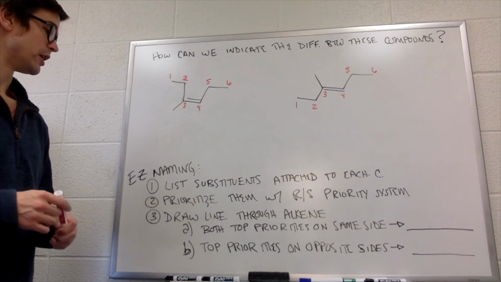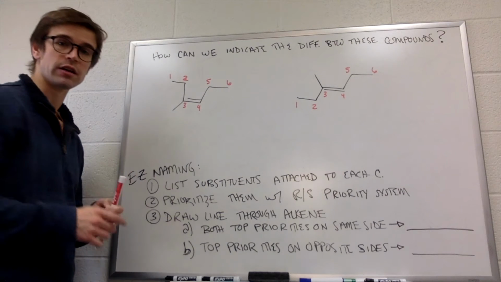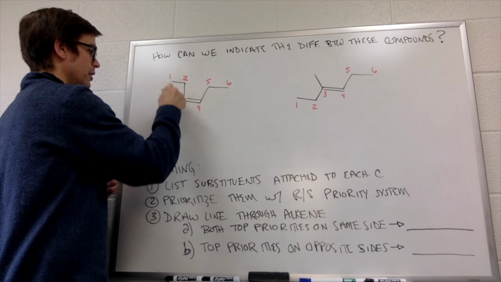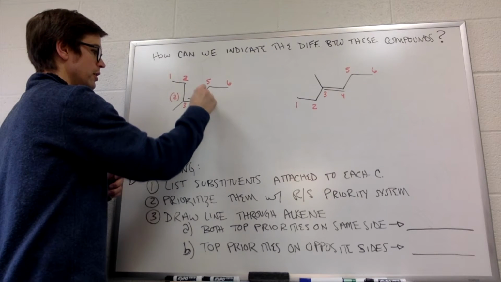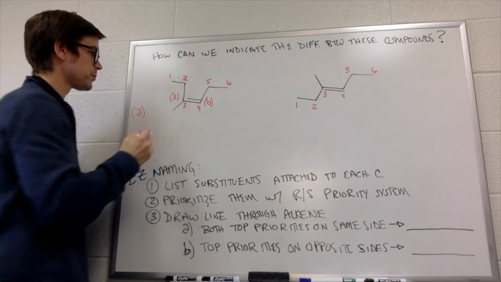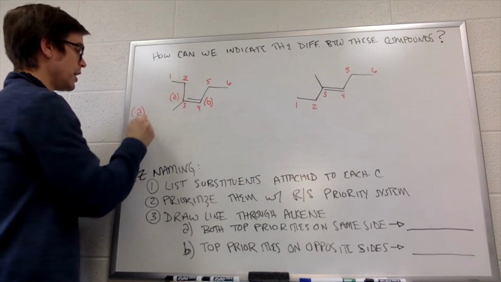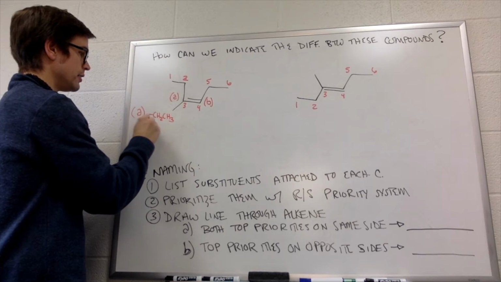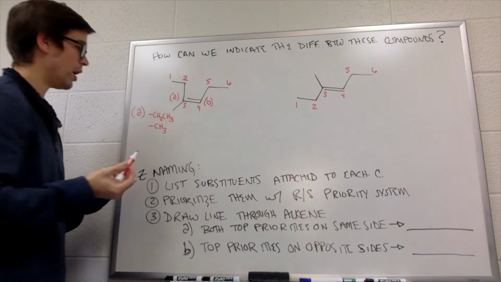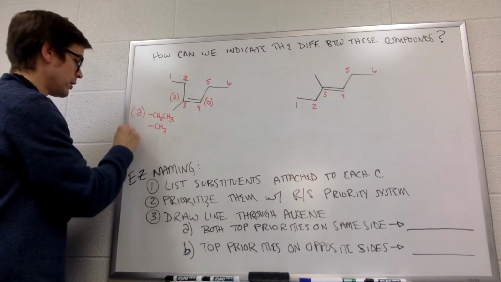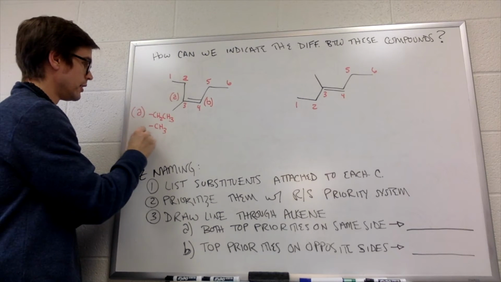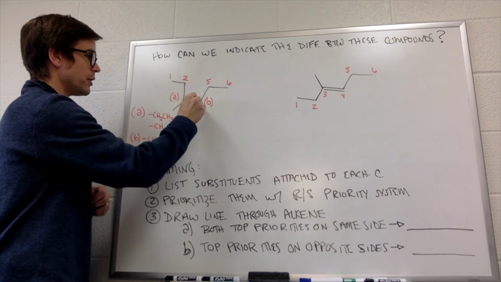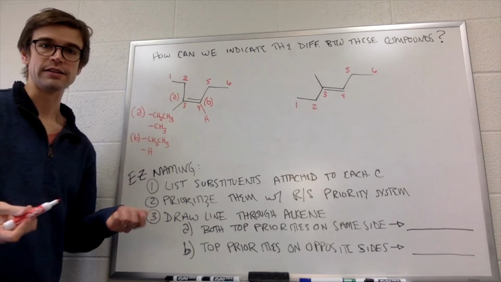What we do is we look at the carbons of the alkene and we list the substituents attached to each carbon. So we'll label this A and this B. Carbon A is the first carbon of the alkene. It has a CH2CH3 and a CH3. Carbon B has a CH2CH3 and an H, right? We don't have that one drawn in, but that's an H.